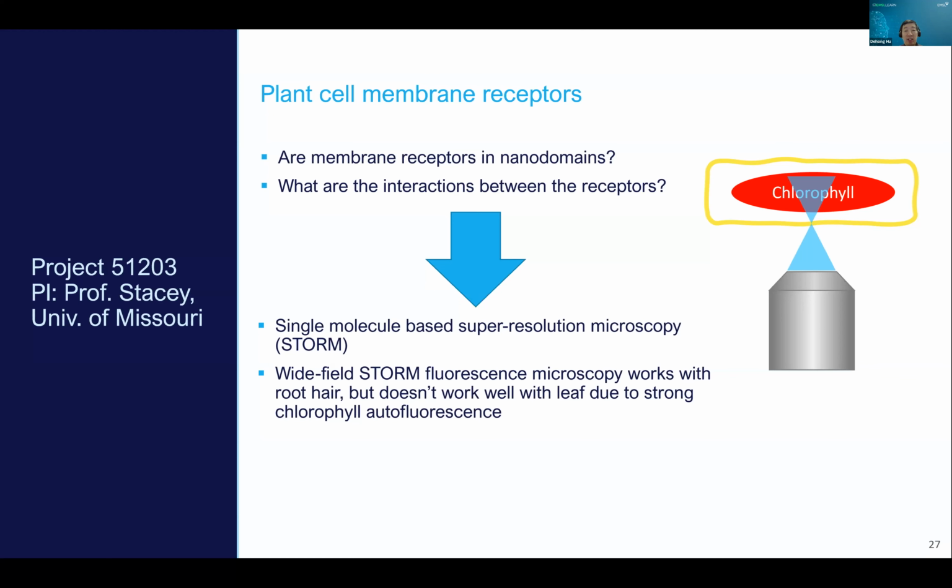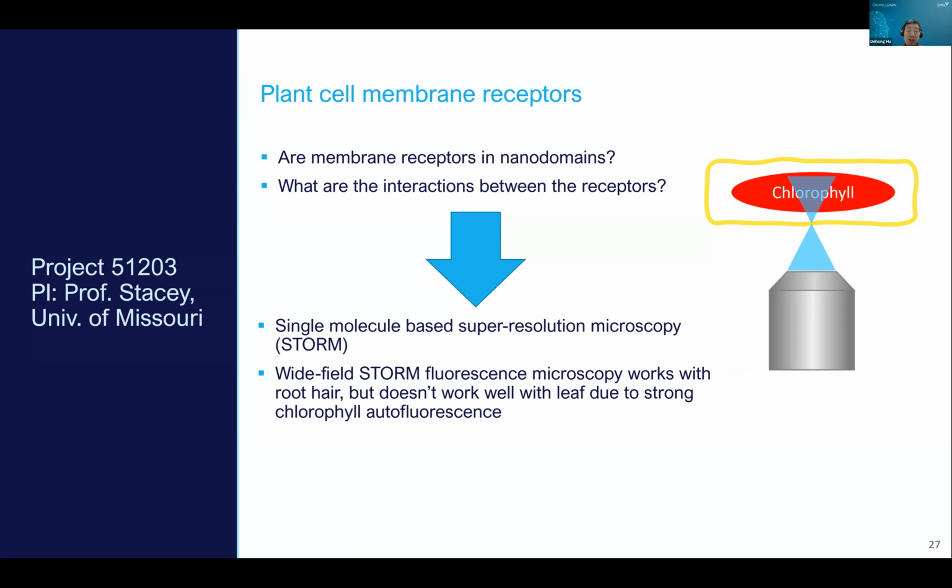To answer those questions, we need to use super resolution microscopy like STORM, because nanodomains are pretty small. They're in the nano range, so we need very high spatial resolution. Before the lattice light sheet was available, we had to use a more conventional STORM microscope.